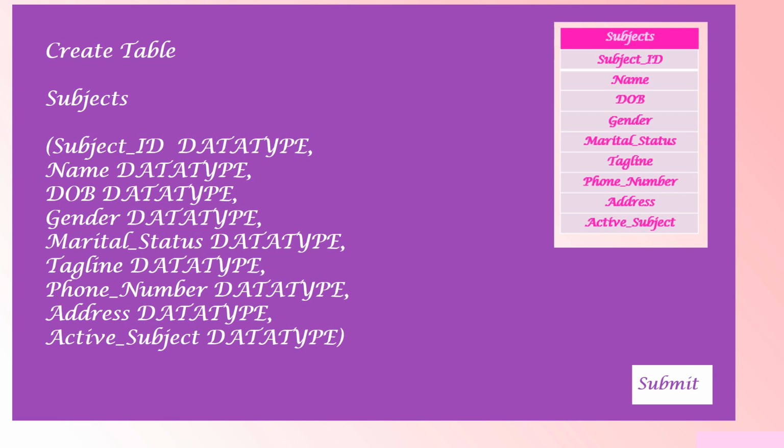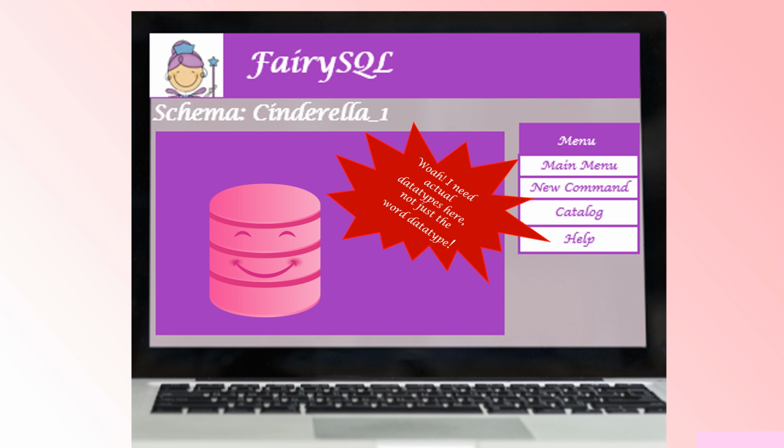Which is pretty close, but one thing we haven't talked about yet is this thing called data type. We're not quite ready to submit this to the database yet, because if we did, we would get an angry error message that said something like, whoa, I need actual data types here, not just the word data type. We can't just use the word data type in our SQL create command. We have to specify the actual data type of each column.